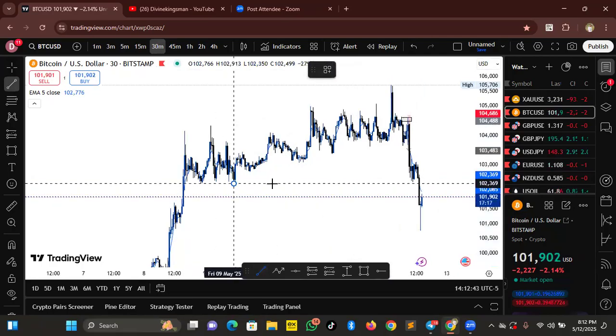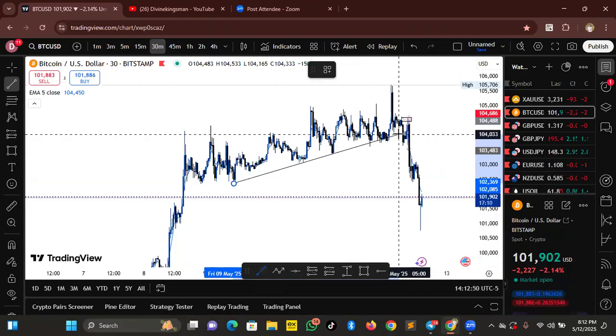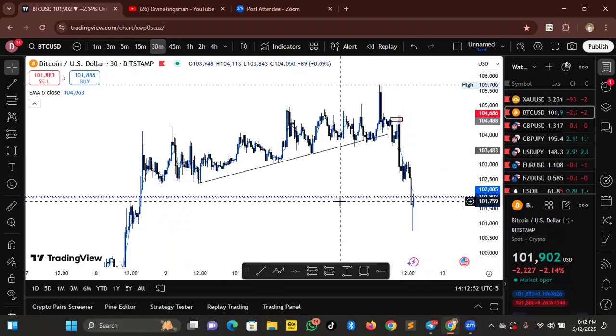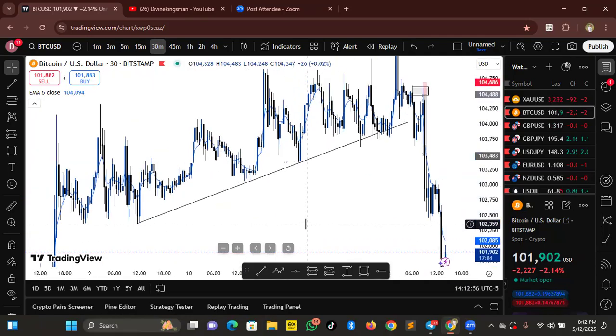So this is me, for instance, now connecting these points together. You can either connect the wicks or the candlestick body, but just look at how I connect this, right? So that you'll be able to understand. So let me zoom it out again, right? So you can see the way I connected this.